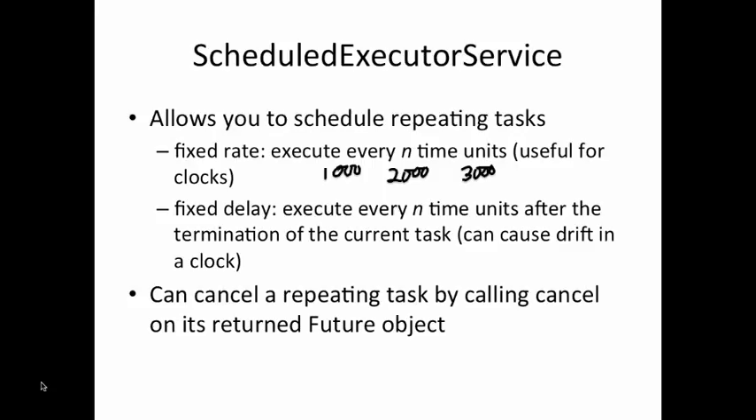That means that it doesn't guarantee that it will execute at 1,000 milliseconds. It could actually execute at, say, 1,500 milliseconds. But what's guaranteed is that the next one will then be scheduled at 2,000, and it might execute at, say, 2,001, and then this would still be guaranteed to execute at 3,000. So they're scheduled every n time units.